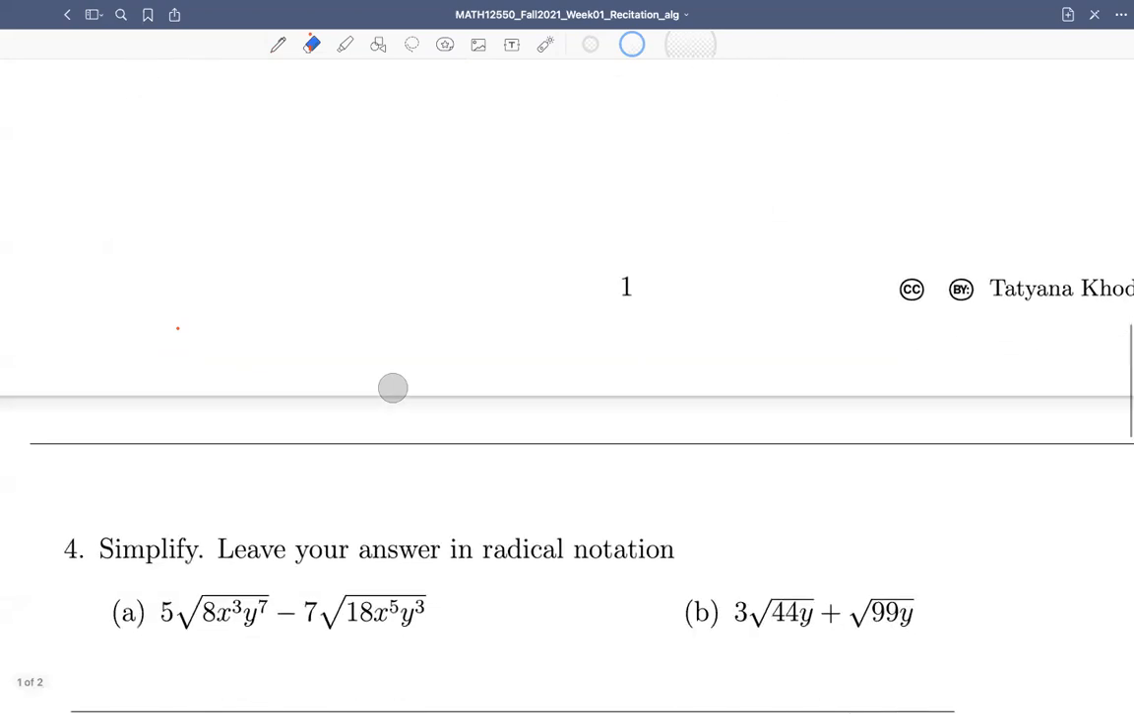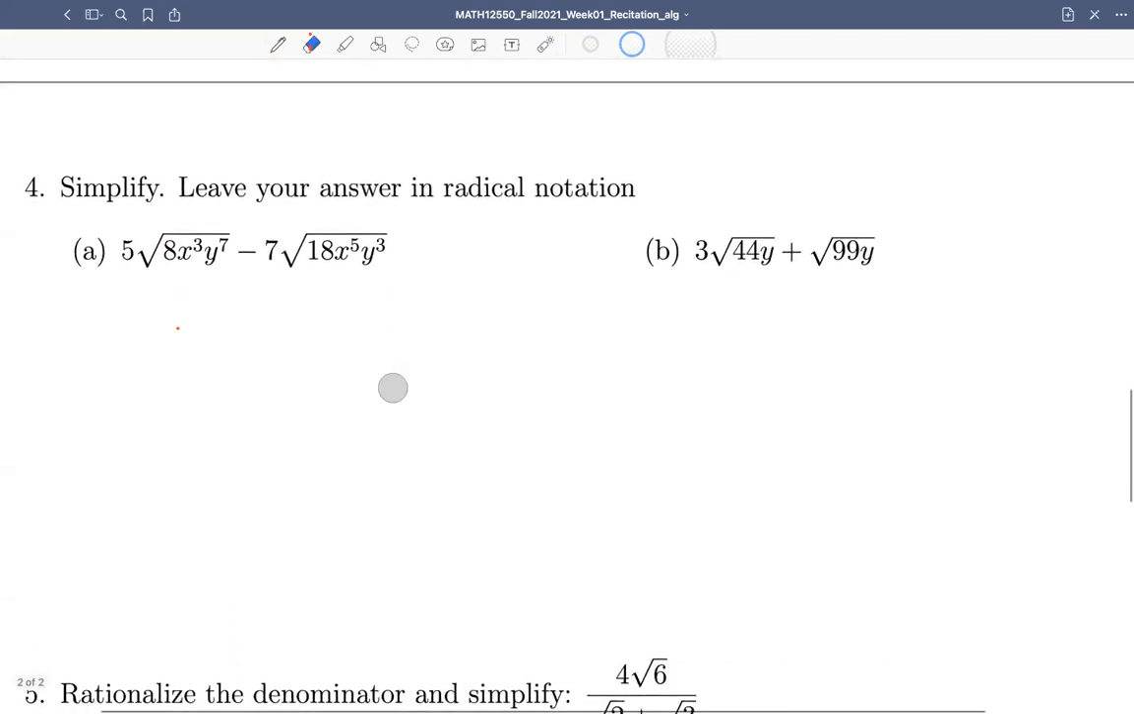Okay, let's see the next question. So 4, simplify these radicals. Here, all of this by default is square root. Okay, by default the index is just 2. So we have 5 times 2, because the square root of 8 is 2 radical 2.